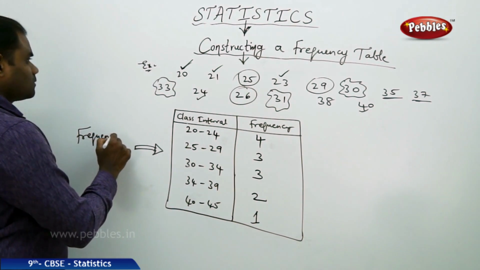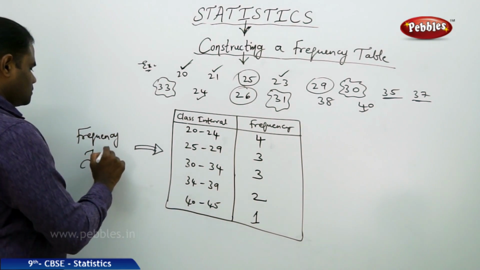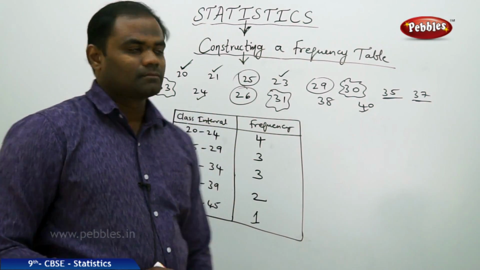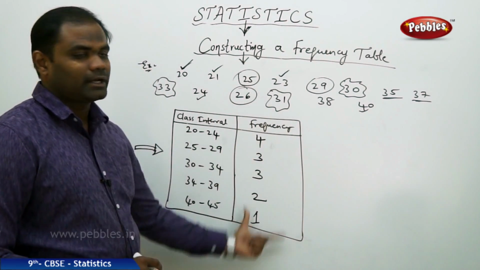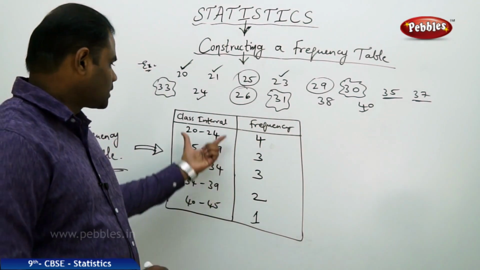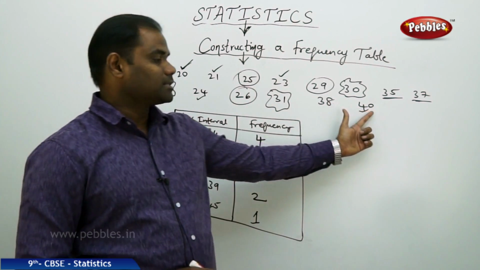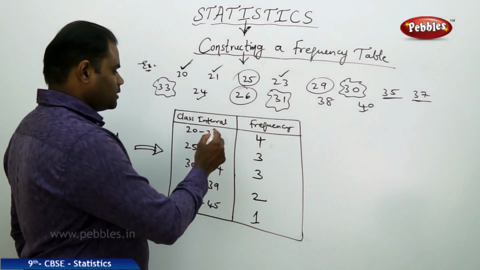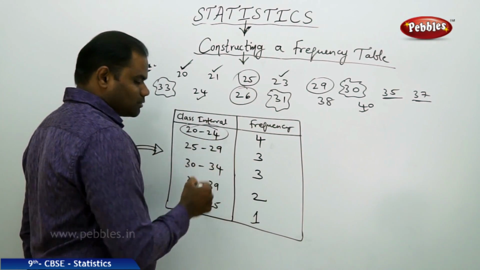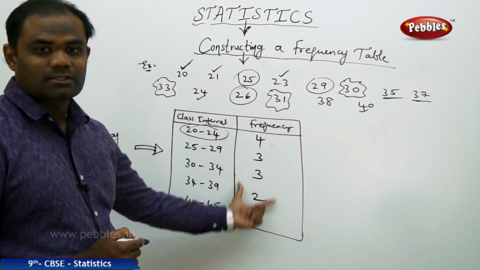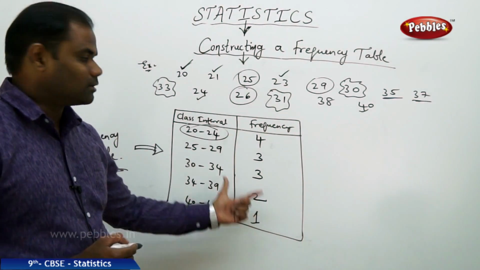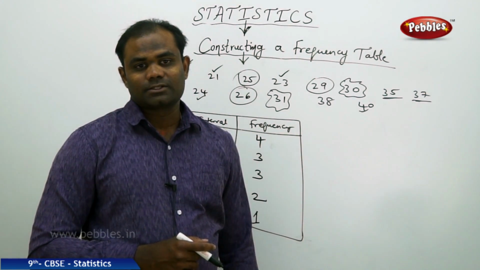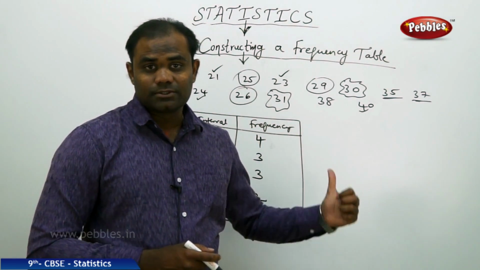Frequency table constructed for the given data using the class interval and the frequency. We break the class, the lowest being 20 and the highest being 40. We break the class into intervals, each with 5 values, and then we get the class frequency depending on the values as given in the given data. Construction of a frequency table.